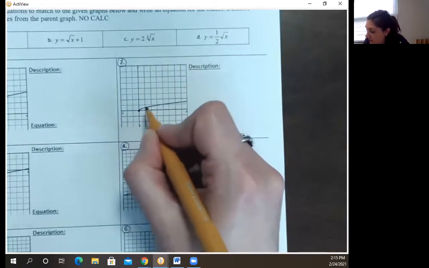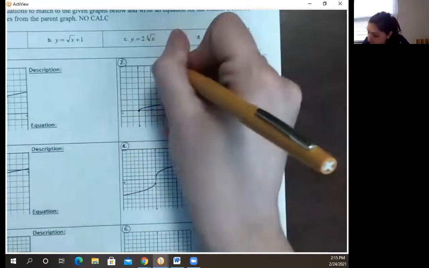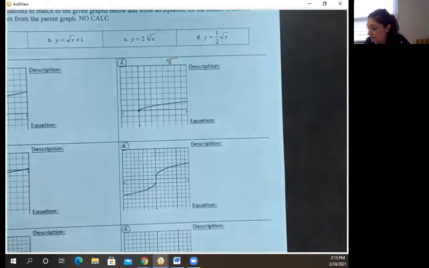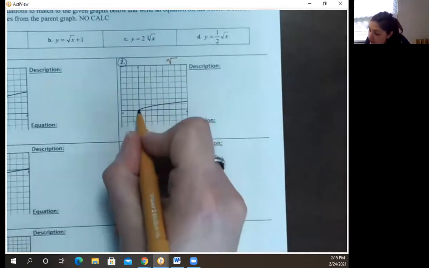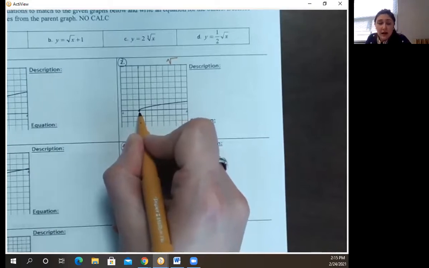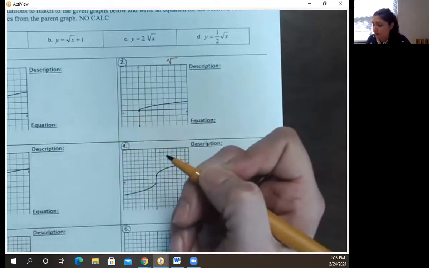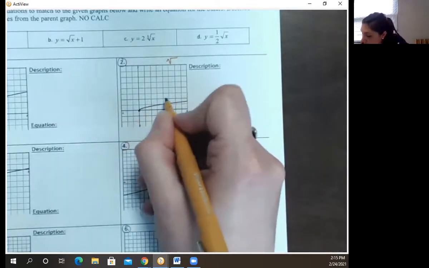It's got that terminal point. We're only going in one direction. So this has to be a square root function that I've changed somehow. So the first thing we're going to look at is how have I changed this graph? Well, that terminal point, that key point, is still at the origin. So I haven't moved it up, down, left, or right at all. The only thing that I've done is change how it grows.